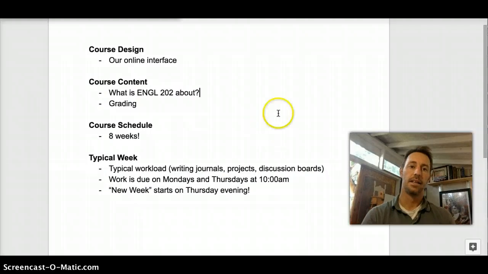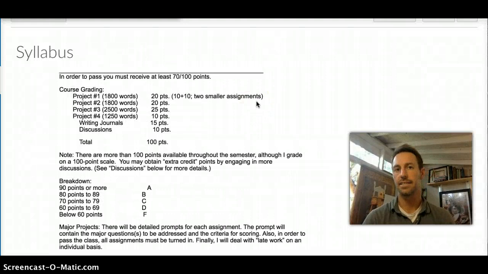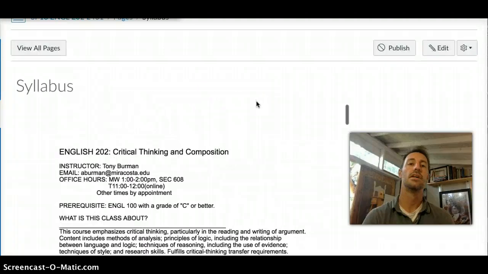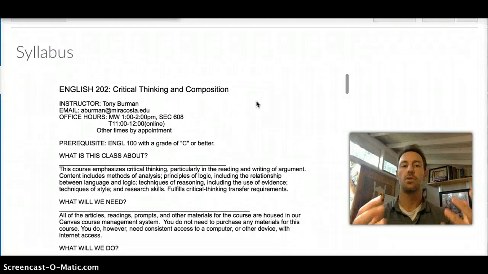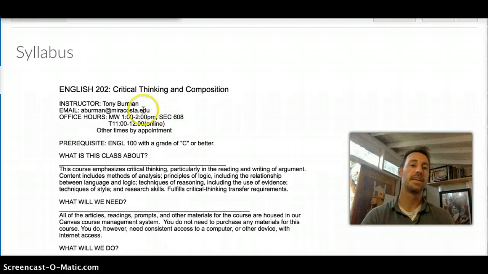Now, let's move forward and let's actually talk about what this course is about. And to do that, I want to work from the syllabus. And you have a link to this syllabus in the week 1 materials. And before I talk about the course itself, I want to highlight something. You can see that on the syllabus I've given you my email address, aberman@miracosta.edu. And remember it's there because that's the easiest way to contact me. Shoot me a direct email and I'll get back to you as soon as possible.